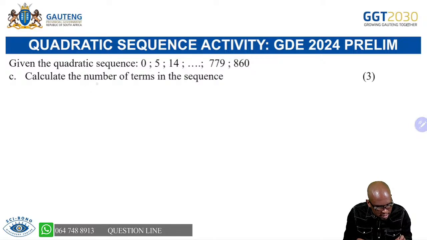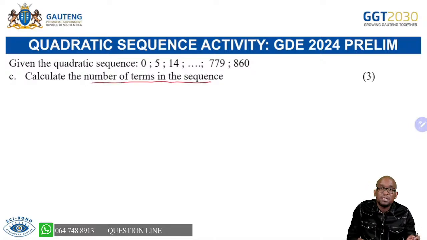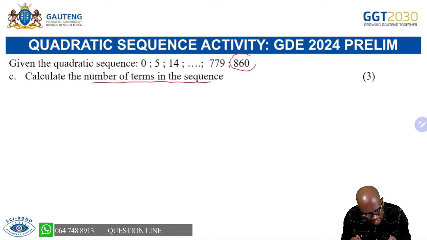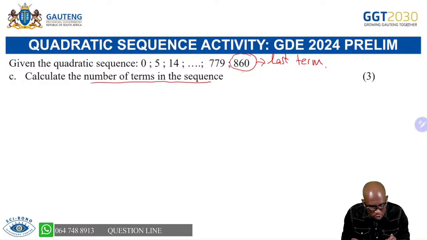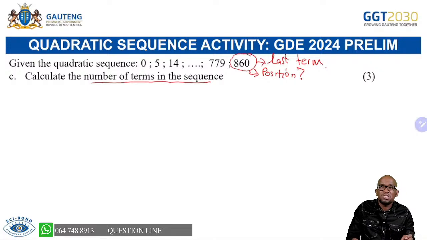The last question here says, calculate the number of terms in the sequence. So we want to know how many terms there are in the sequence. If we know what the last term is, calculating the total number of terms should not be a problem, because we want the position of the last term. We are interested in the position of the last term, so we will know how many terms are there in the sequence.